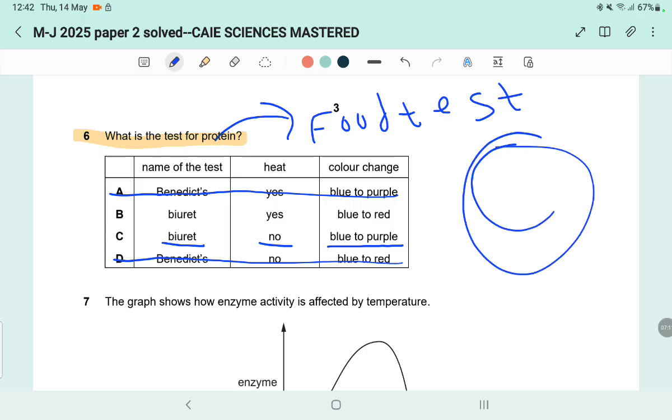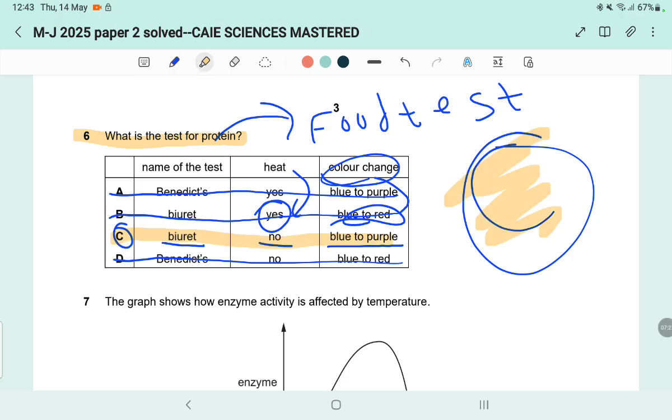Very simple and easy question. B, of course, is wrong because you do not heat, and even the color is wrong. Even if you don't know the information about heating, you can just check the color change that you had memorized before, and figure out that the answer is C. The answer is C.